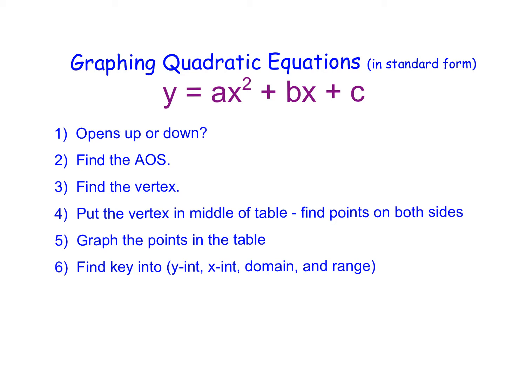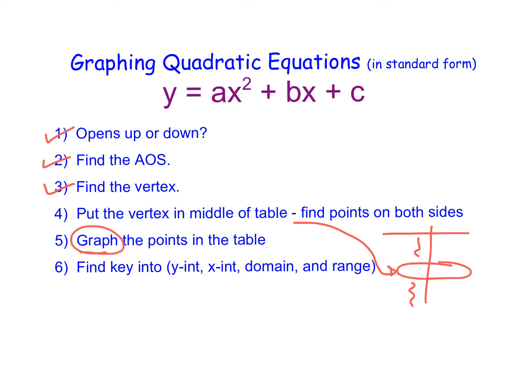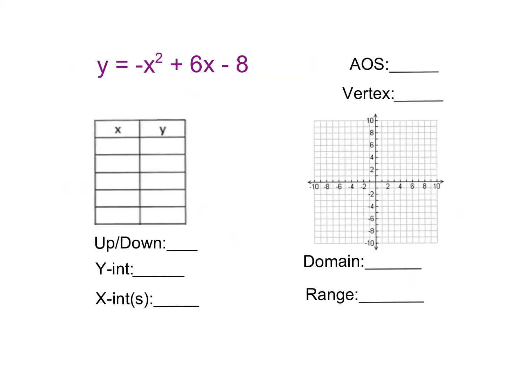So the first thing we're going to do is decide, does it open up or down, just by looking at the equation. We're then going to use the equation to find our axis of symmetry and our vertex algebraically. We're then going to take that vertex and put it into the middle of our table, because our vertex is the middle of our graph, and then we're going to find points both above and below it. We're then going to graph the points that we've calculated onto the graph. And then we're going to end by finding the remaining key information of y-intercept, x-intercept, domain, and range.